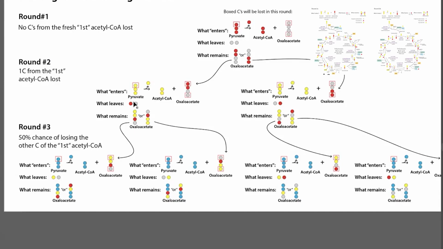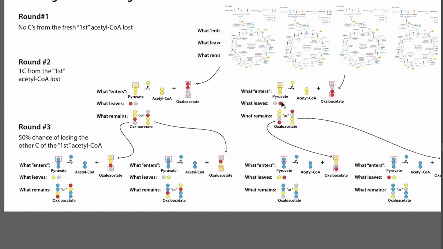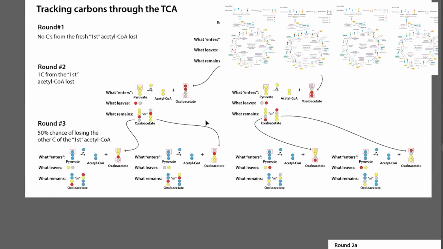So what we had different here was that we're either losing the red and then the gray, so we're losing the newer one and then the older one, or we're losing the older one and then the newer one. But either way, we're losing one of each. Round 3, however, things get more complicated, because in round 3 we say, okay, now we have this molecule. We've got 2 of the newer ones.